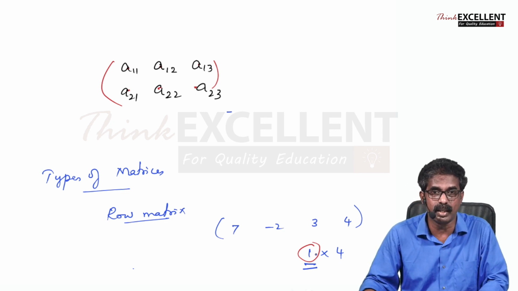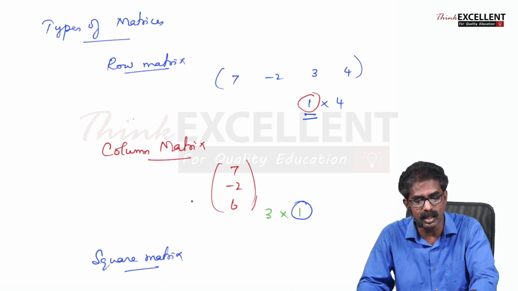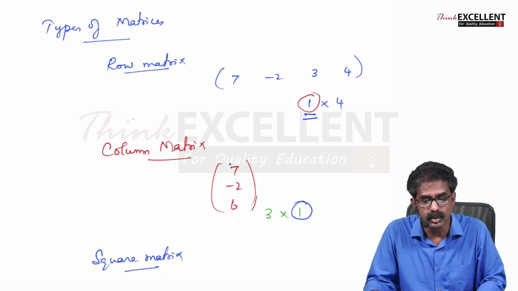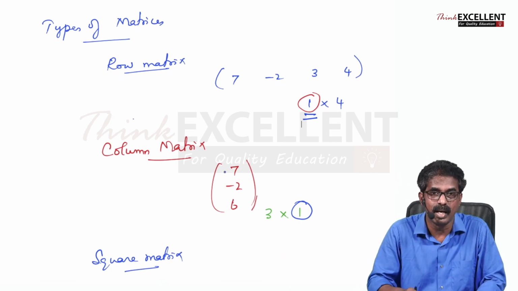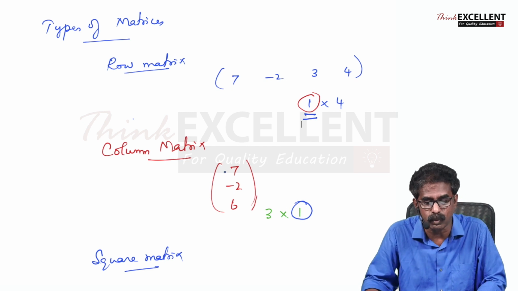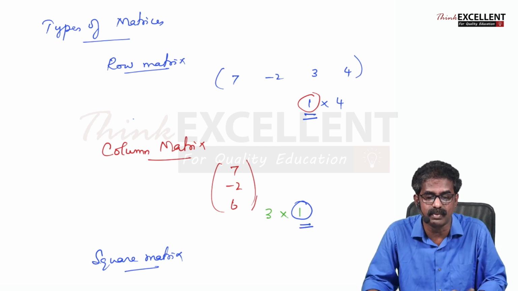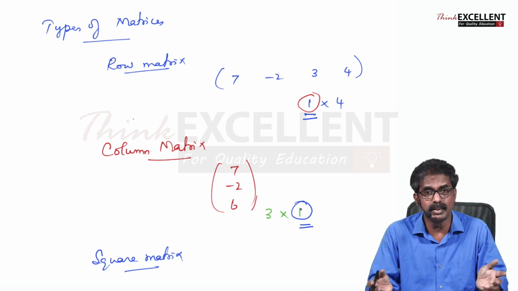Then what is column matrix? If there is only one column, we call it as column matrix. So here the order, there are 3 rows, but only one column. So 3 by 1. Number of columns is 1. Then we call it as column matrix.